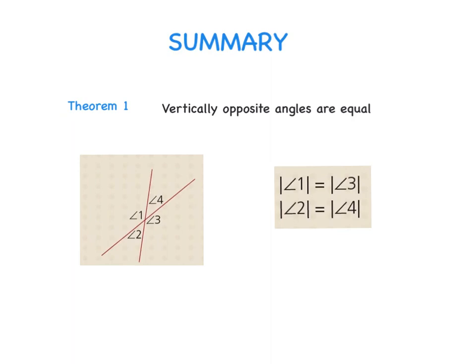So summarizing today's video, you have just term 1, which says vertically opposite angles are equal, and you need to know what they are. So when we have two lines and we have a point of intersection, these two angles are the same, so we can mark it. This one is the same as this one. So 2 and 4 are the same, and then we have 1 and 3, and they are the same. So we have the blue one and the red one.